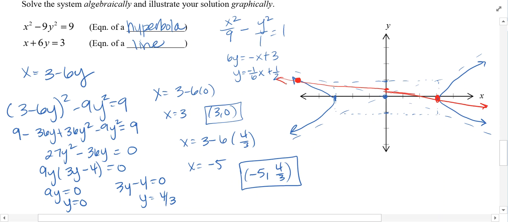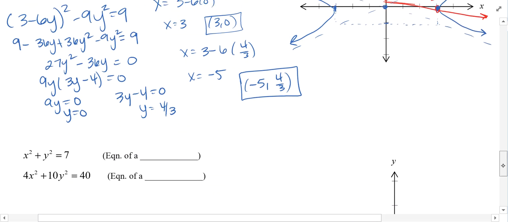Sort of a line, okay? So my intersection points here are (-5, 4/3) and (3, 0). Okay, we're gonna do one more example.